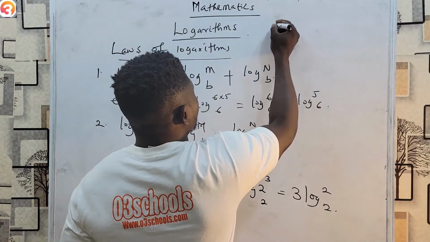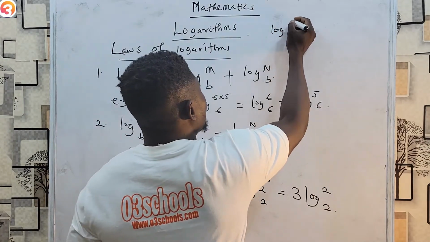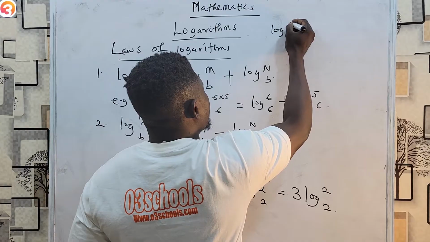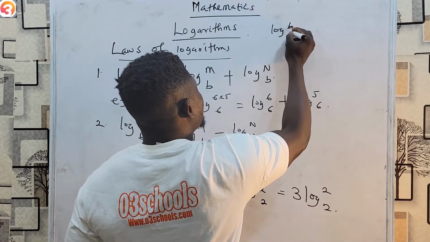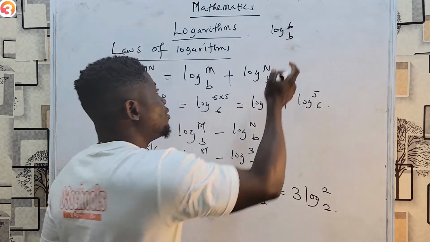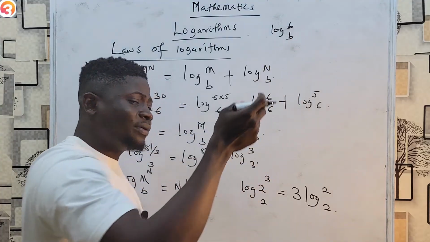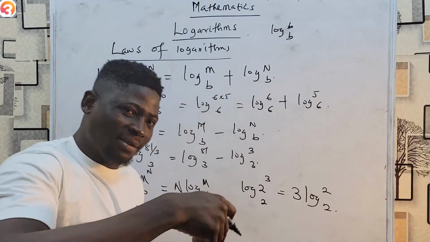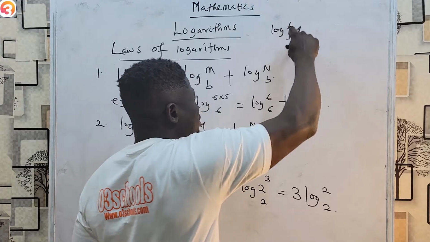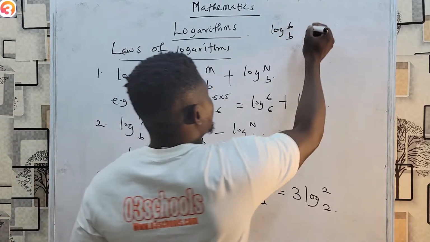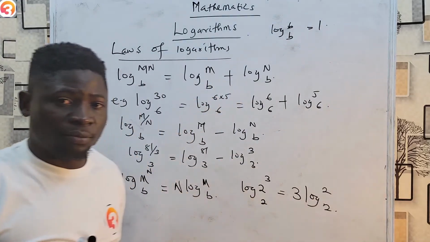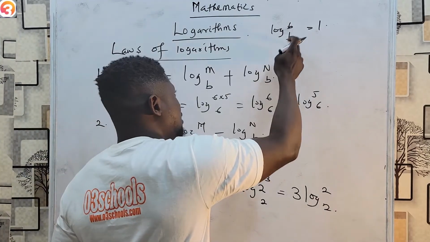There's another law that says log of, let's say, log of B to base B. Logarithm of the same number to the same base is what? It gives us 1 in this condition. So if you have logarithm of a number to the same base, it is 1.